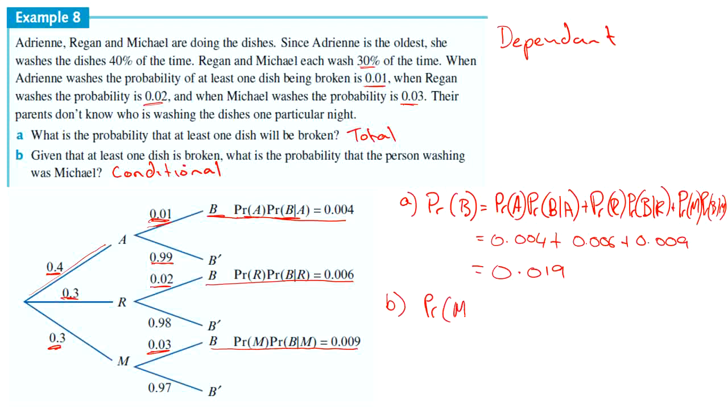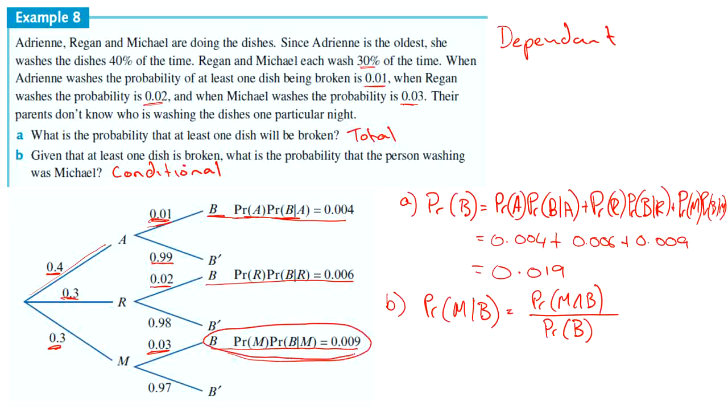So we want to find the probability that it was Michael, given that a dish was broken. And so we need the probability of the intersection of Michael and breaking dishes divided by the probability of a broken dish. All right, so we have the probability of a broken dish from the question before, and the intersection of Michael breaking dishes is given by this branch of the tree diagram.